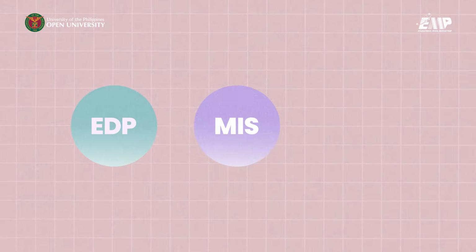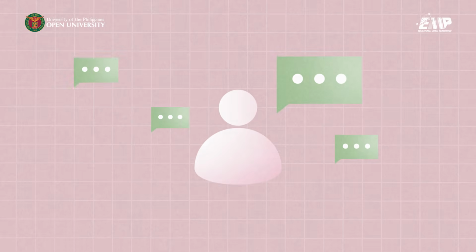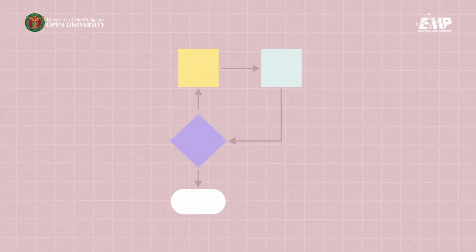At the end of this module, you should be able to differentiate EDP, MIS, and DSS from one another, discuss the decision-making process and DSS concepts, and design a simple DSS for a simple and actual problem.